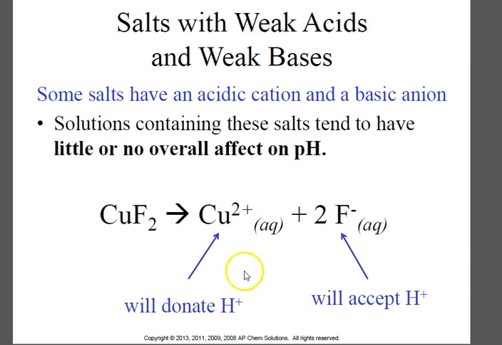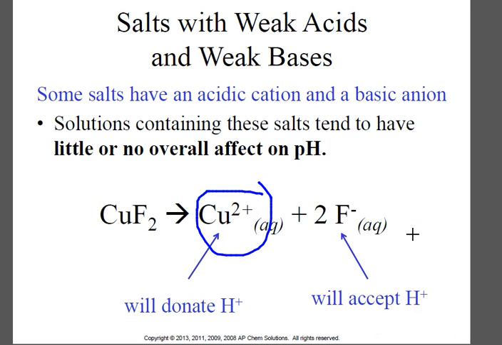Another example here, you have copper fluoride. So if that dissolves in water, you get copper ions. We know metal ions create acidic solutions because they pick up those waters and then the water can lose a hydrogen. And then you have fluoride ions, which is the conjugate of a weak acid. So it could accept a hydrogen and act like a base. These two, again, are doing competing things, so little to no effect on the pH.